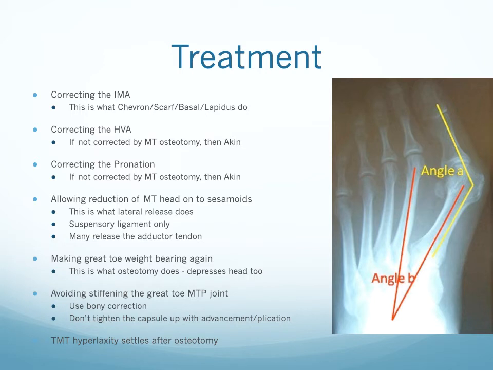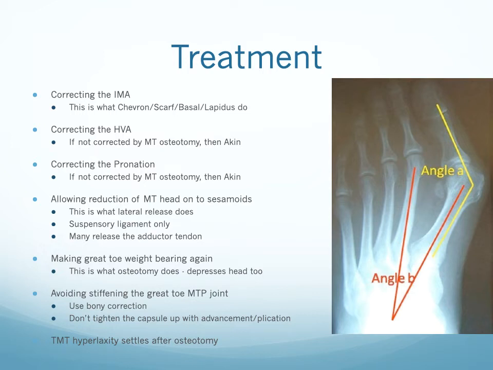If you have a pronation of the great toe, then the Akin osteotomy can actually be used to rotate the great toe phalanx as well, so that the nail plate is pointing upwards as normal. When we want to move the metatarsal head laterally, we need to release them from the sesamoids, especially if they're being adherent to the side of the metatarsal. And this is what your lateral release is going to do. Ideally, you just need to release the suspensory ligament. Many people release the adductor tendon, but it's been shown that this doesn't actually contribute.